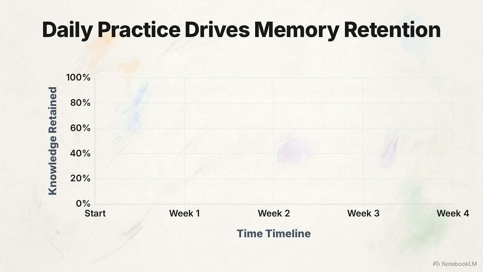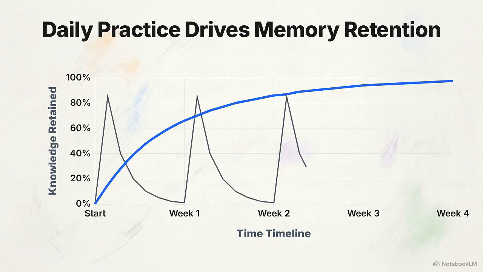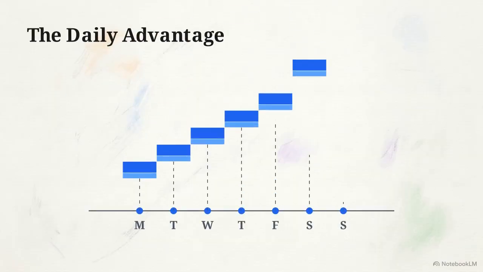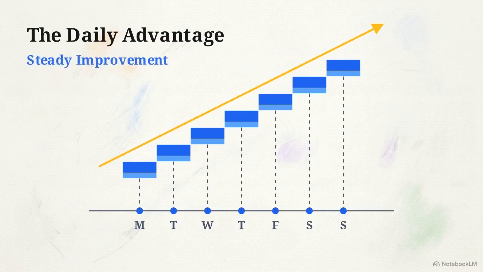When you practice for 30 minutes every day, your brain retains information much more effectively than it does during a single, long study session once a week. Consistency creates results that intensity cannot match. Mastering English is a clear, step-by-step process of daily practice and steady improvement.